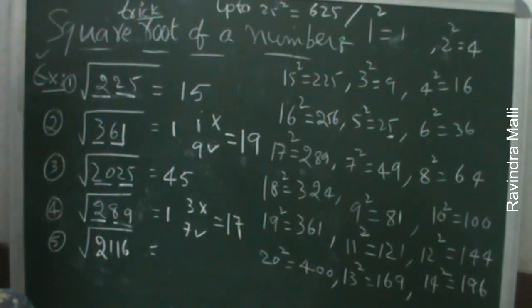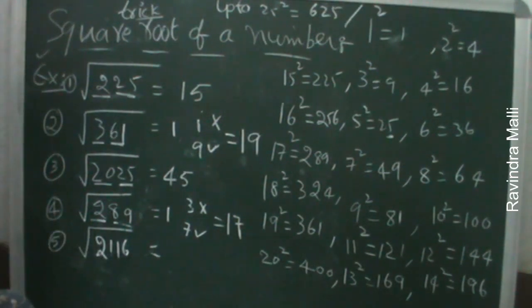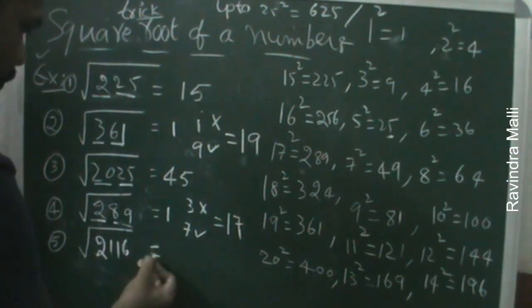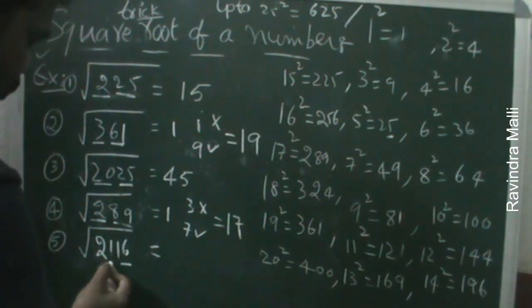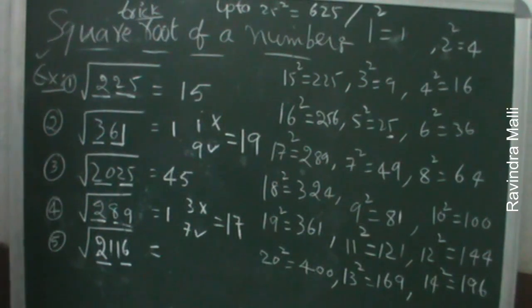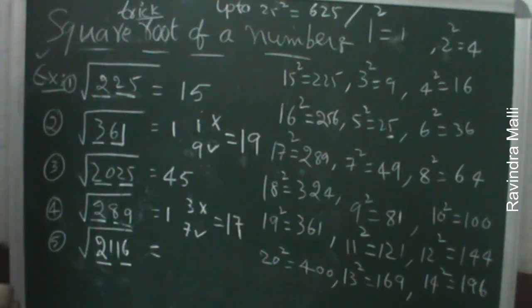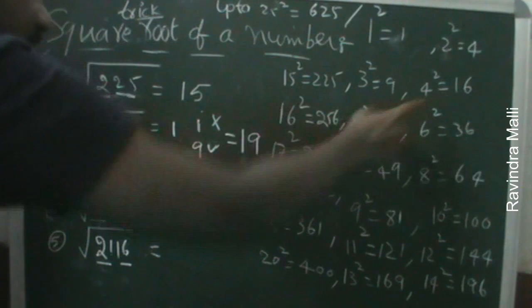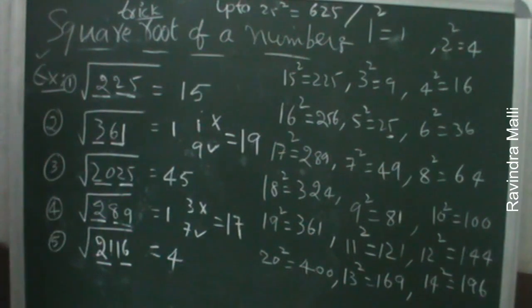17 17s are 289. And next, the square root of 2116. Here, separate the first 2 digits: 16 is one part, 21 is the other part. For the 21, find the square root. You may get either 4 square or 5 square. 4 square is 16, 5 square is more than 21. So you consider 4. And the next one is 16.